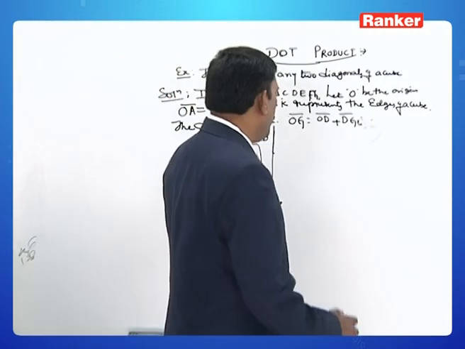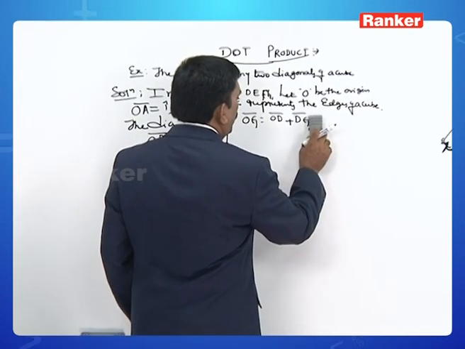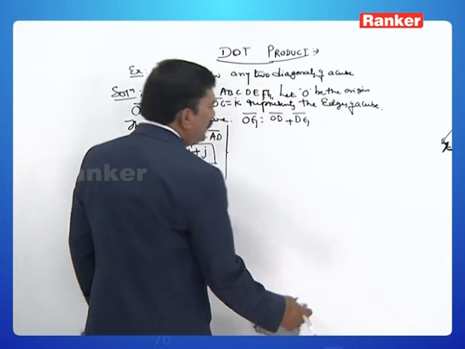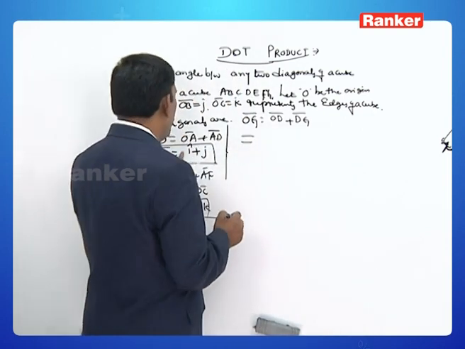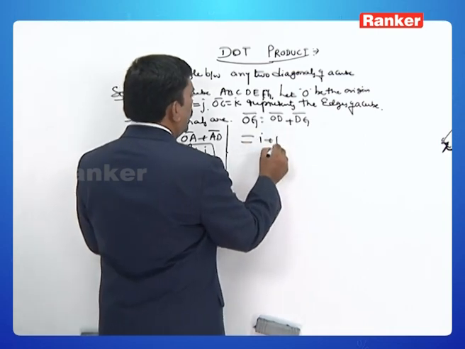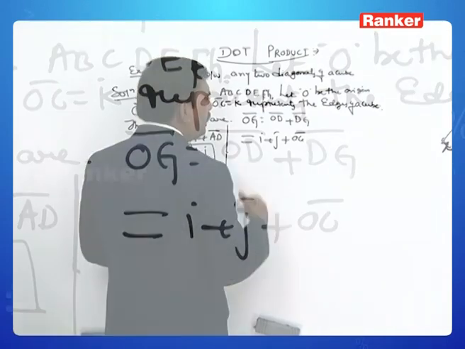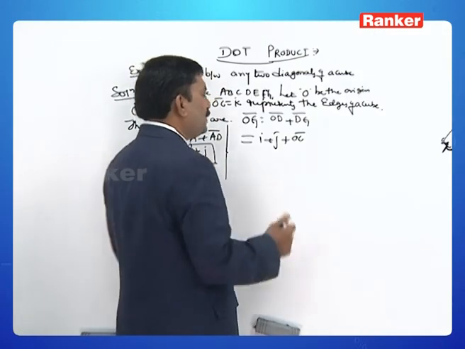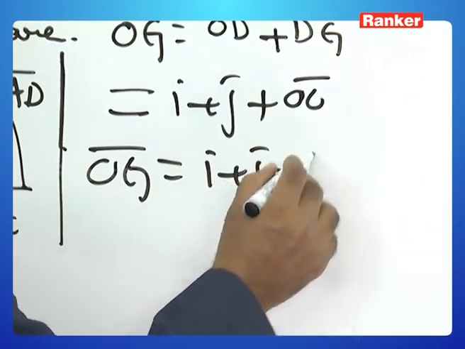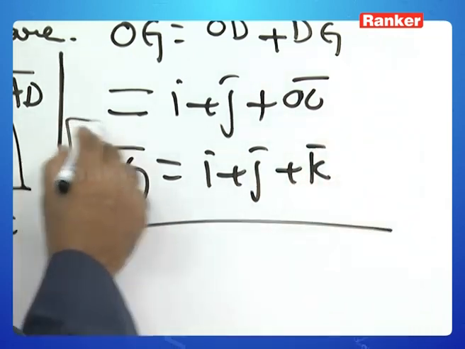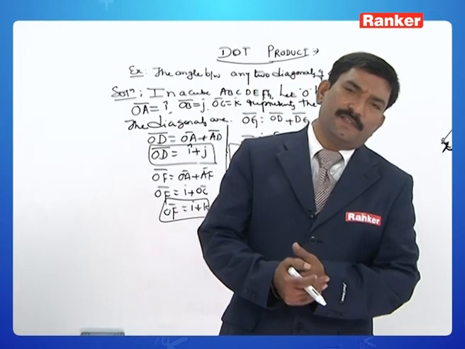Followed. Next, what I do is, that is OC, DC bar. Now OD bar. What is OD bar? I plus J. What is DC bar? DC bar is nothing but OC bar because they are parallel and equal. So therefore, I can write OC bar is equal to I plus J plus K, which is nothing but a diagonal of a cube.